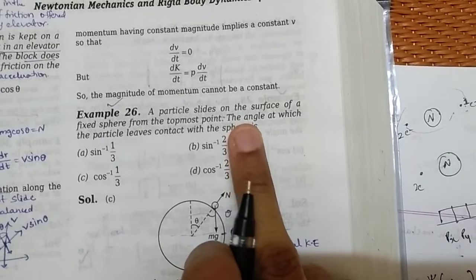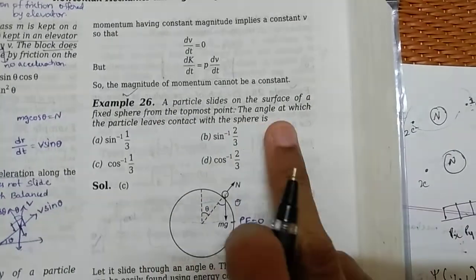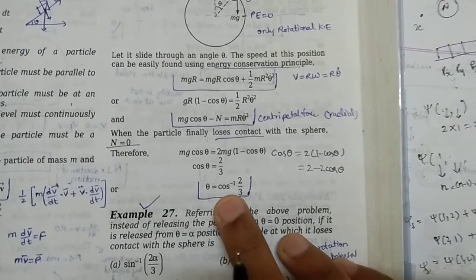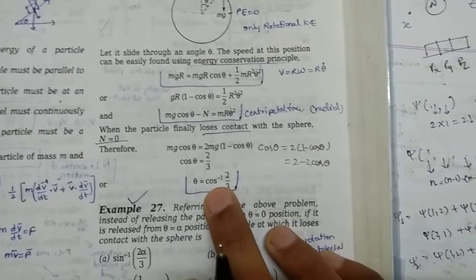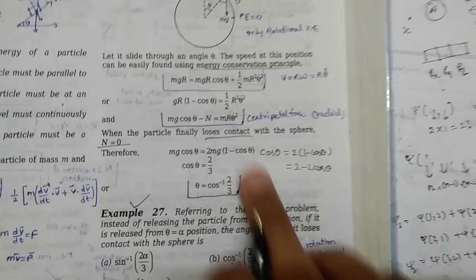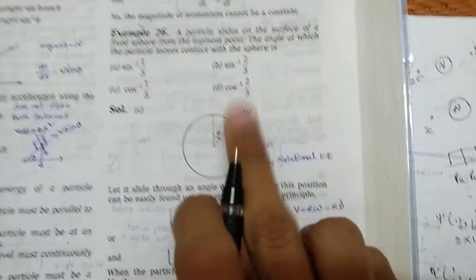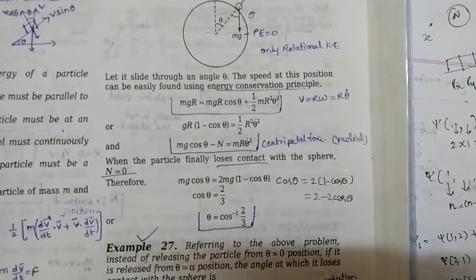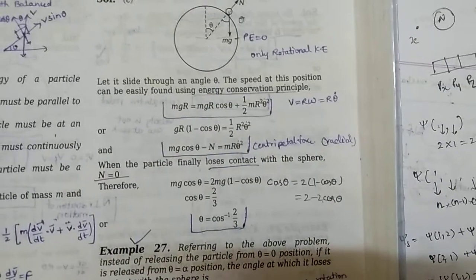What they asked us was to find the angle at which the particle leaves contact with the sphere. As we assumed this is the angle, finally we have found the angle in terms of cosine, that is cos inverse of 2 by 3. So at this angle, this particle would leave this sphere, it would lose contact. So this is the problem and its solution. So thank you.